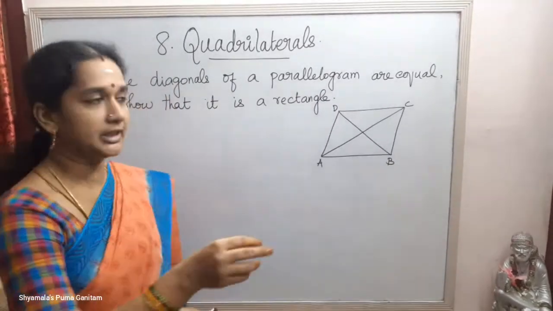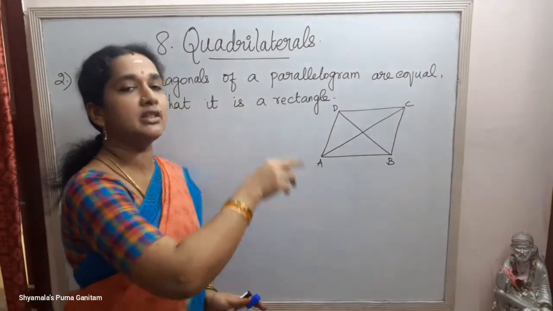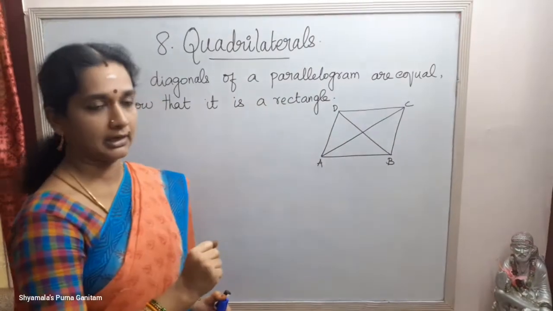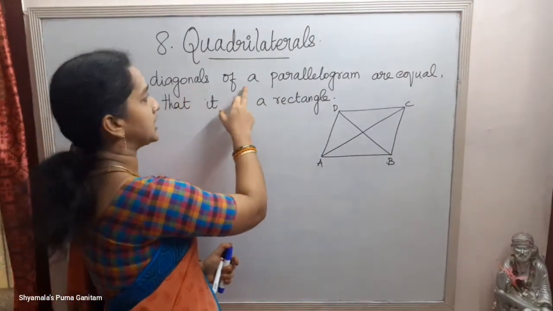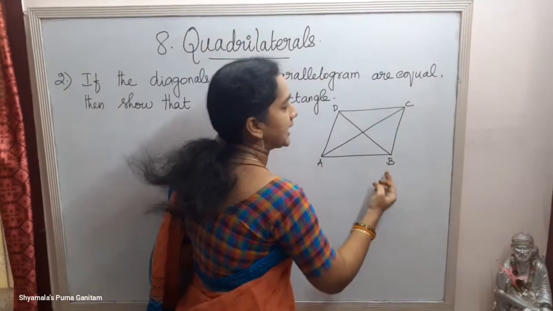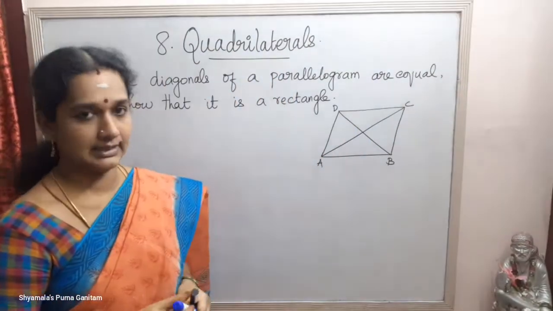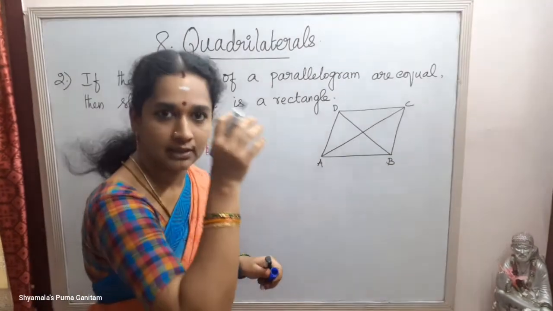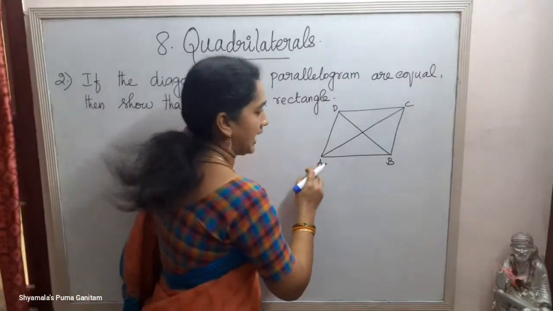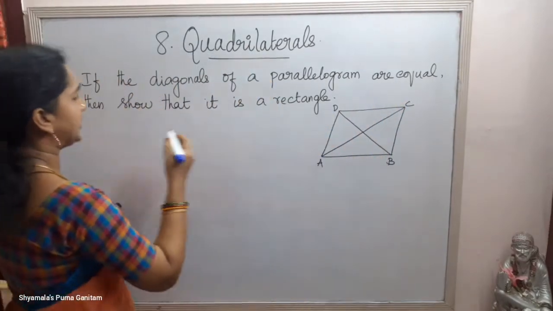So for proving that, whatever is given in the question, from that we will take two triangles from the parallelogram. In the question it is given the diagonals of the parallelogram are equal. So AC and BD are the diagonals. So we will take the triangles that include those diagonals.